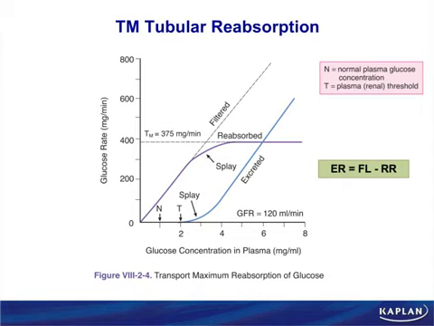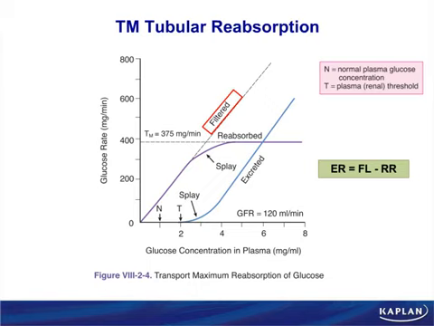So let's break this graph apart and look at it one by one. When you look at it like this, it looks very complicated. But if you look at it piece by piece, it's not so complicated. First, let's tackle the filtered load. Well, we know that filtered load is equal to GFR times plasma glucose concentration. So, if we keep the GFR constant and we increase the plasma glucose concentration, what happens to the filtered load? Well, it increases exponentially. If you look at the graph, you can see the line that's labeled filtered, that's the filtered load. As the plasma glucose concentration increases, the filtered load increases.